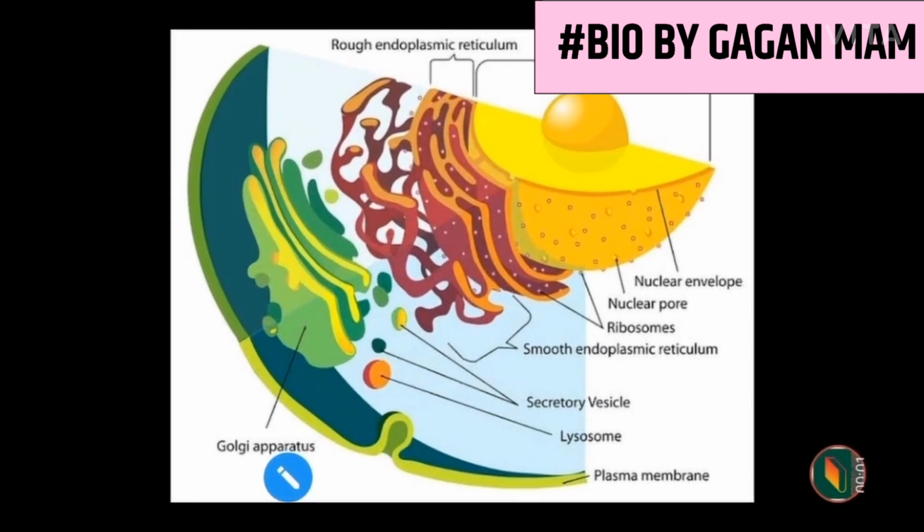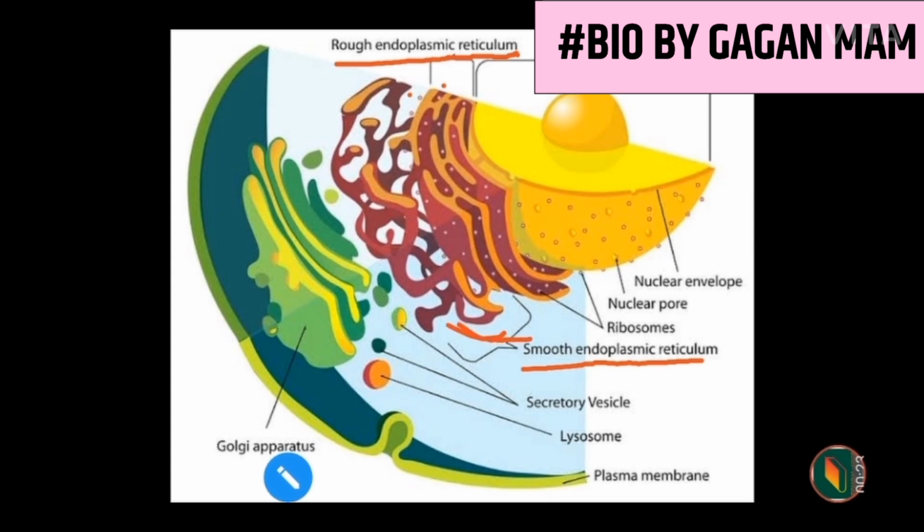Here you can see ER is located close to the nucleus. This is rough endoplasmic reticulum. These dot-like structures which you can see are actually ribosomes. They are attached to the surface of RER. And see here, SER, its surface is free of ribosomes, that is, ribosomes are not attached here.